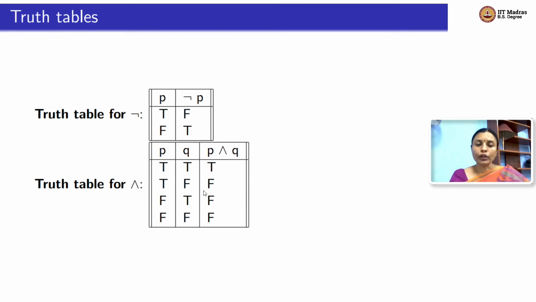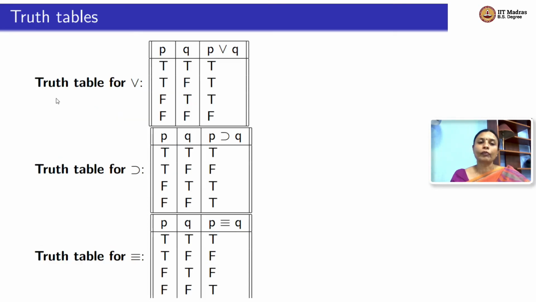And then see what happens to AND. If both P and Q are true, then the formula P and Q will also be true. But in the cases where one of P and Q is false, or both of them are false, which represents rows 2, 3 and 4 in the table, in all the three cases, P and Q will return false, which is marked by F. Similarly, we can come up with the truth table for OR.